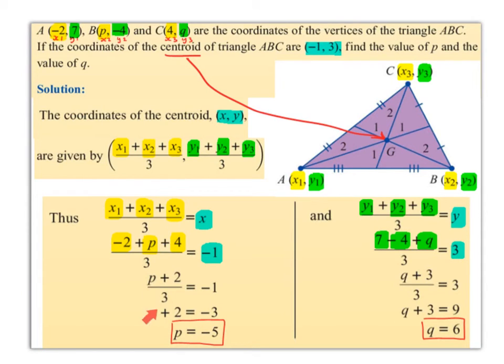We multiply across by 3 to get rid of the fraction. We get p plus 2 is equal to minus 3. And then we solve for p, so p is equal to minus 5. So we've now found the value of p. All we have to do now is find the value of q.